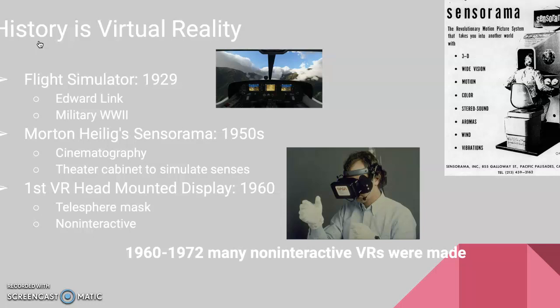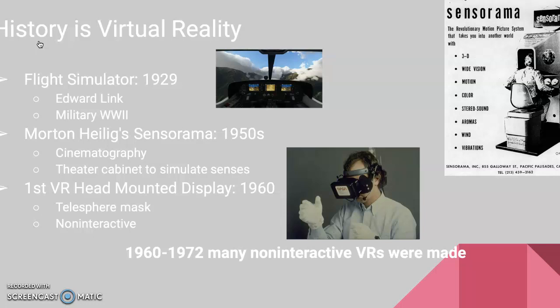In 1960, the first VR head-mounted display came out with a telespheric mask. As seen here, a guy from NASA was using it. NASA really took off with the VR head-mounted display. They really started to use these for their astronauts because going into space was something brand new.